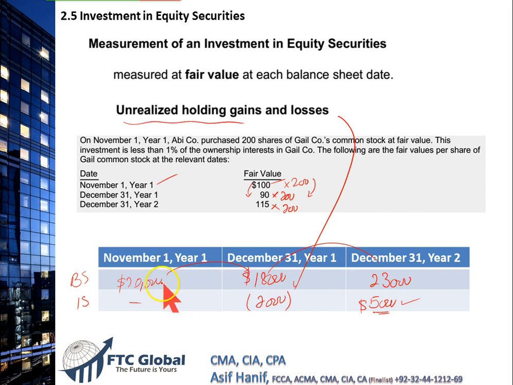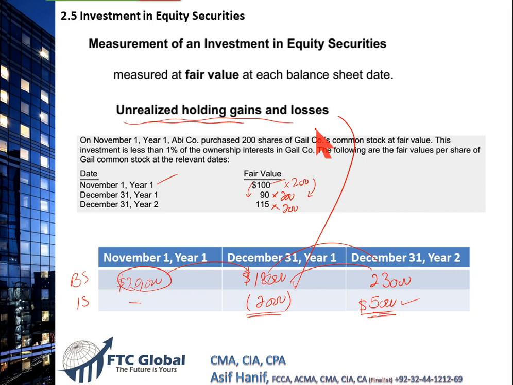Every year, we compare the book value with the fair value. If the fair values have fallen, there is a loss. If the fair value, as on the balance sheet date, has gone up, it's a gain. And mind it, these are unrealized holding gains and losses because we haven't yet sold the investments. That's how we treat our investment if the holding is between 0 to 20%. In this case, it was 1%.